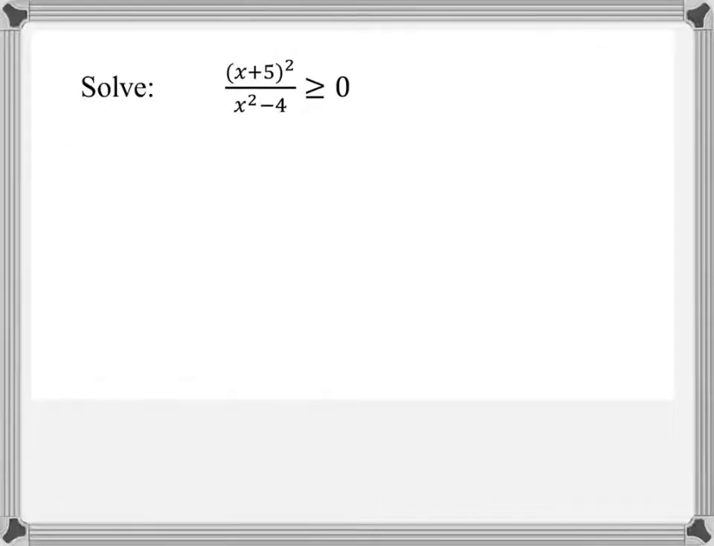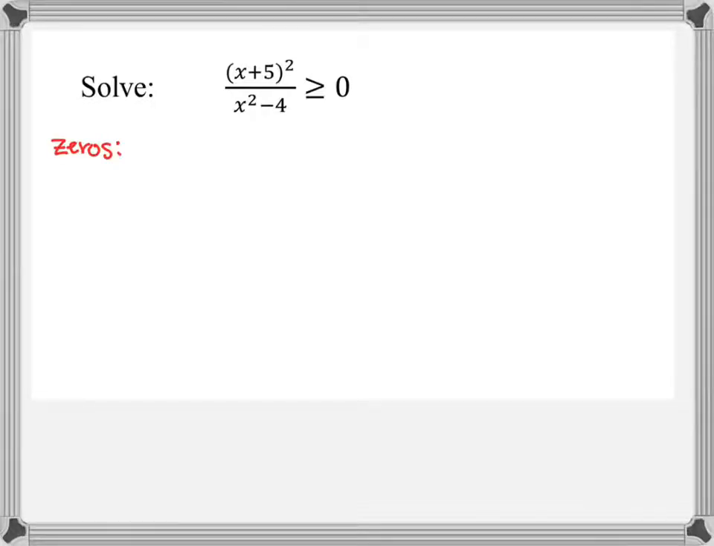This is part 2 of this video where we are looking at more examples of rational inequalities. So let's solve (x + 5)² over (x² − 4) is greater than or equal to 0. Everything is already on the left-hand side with 0 on the right.